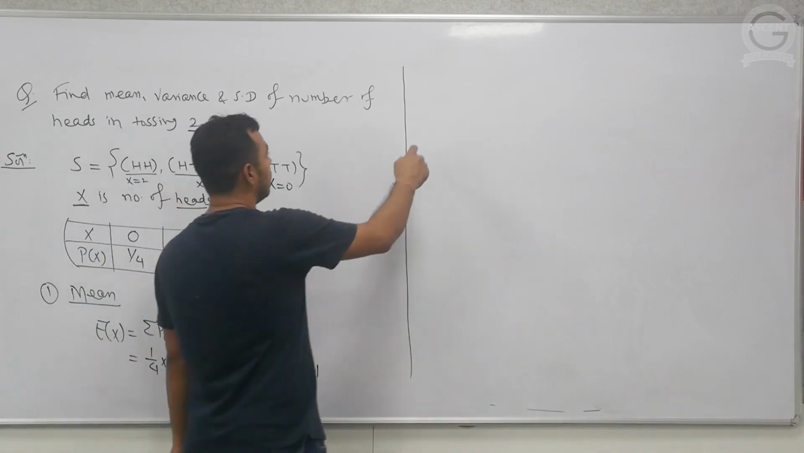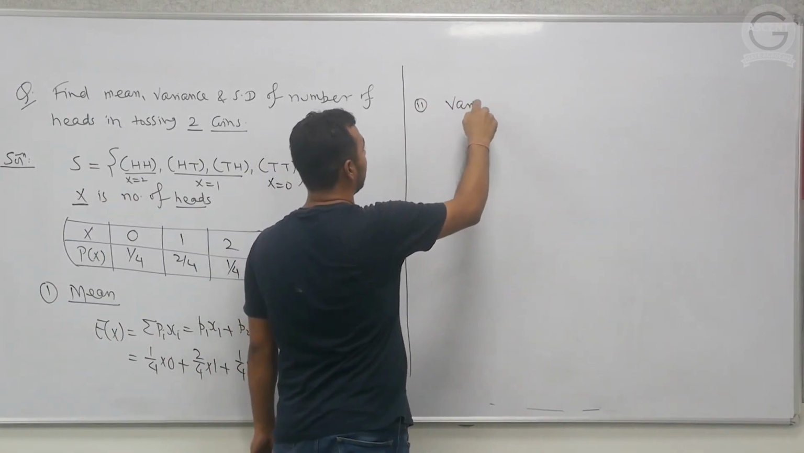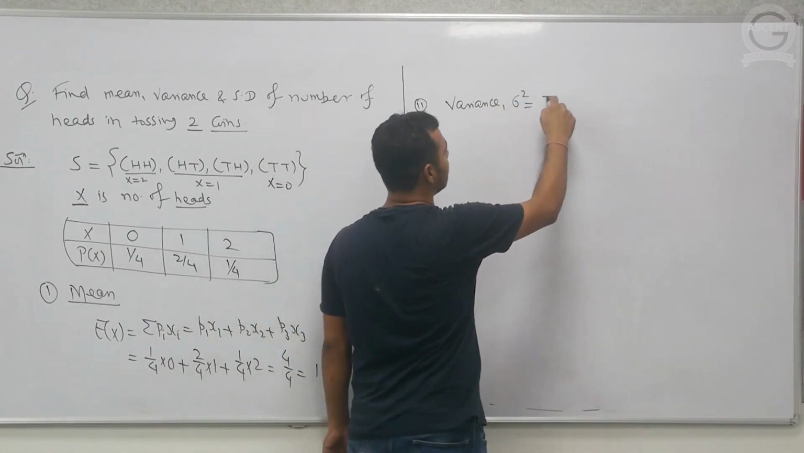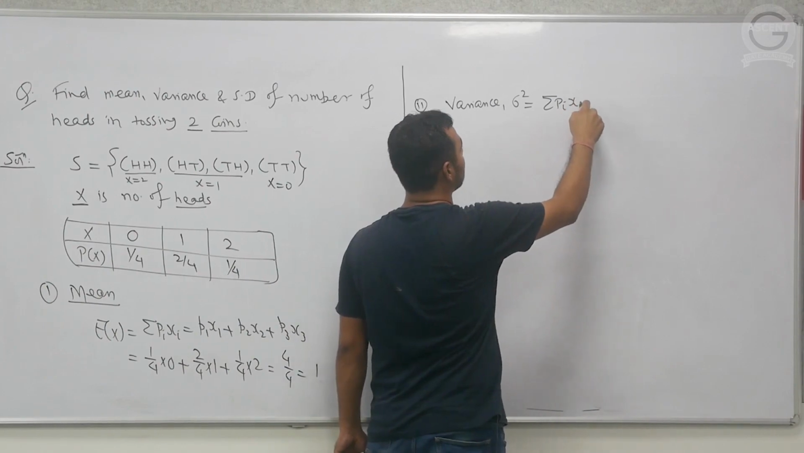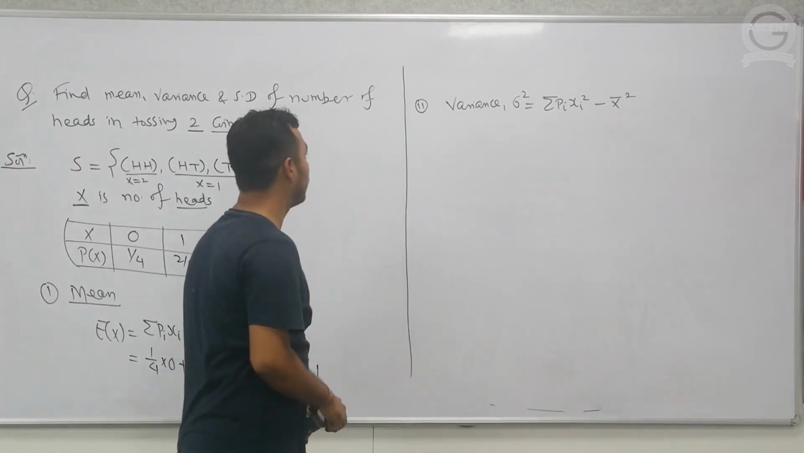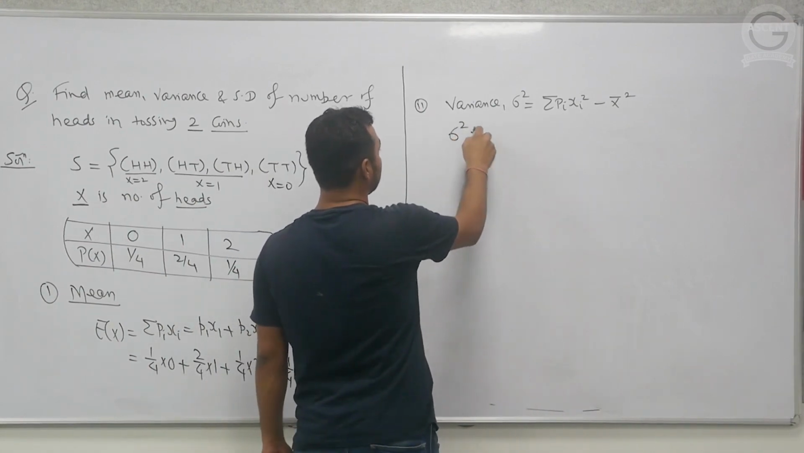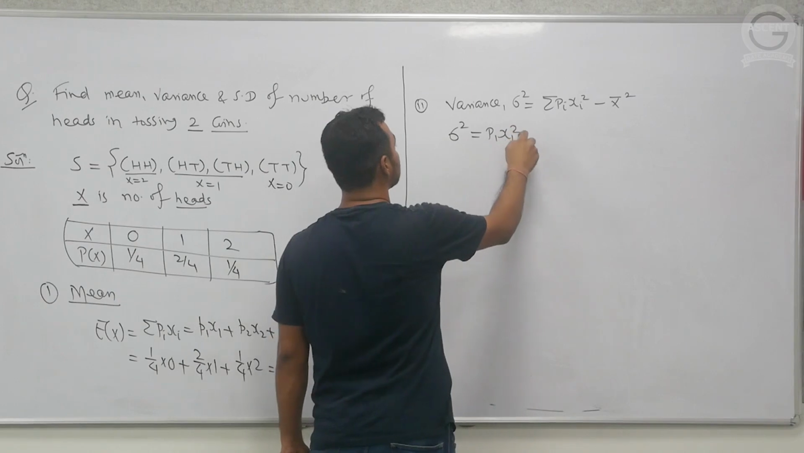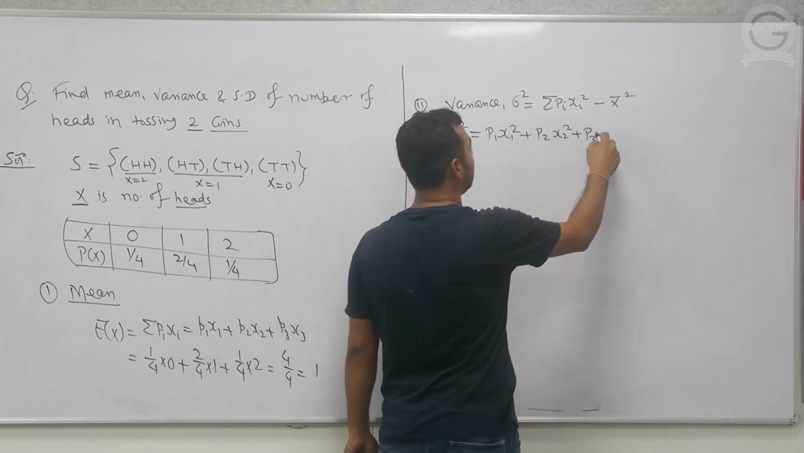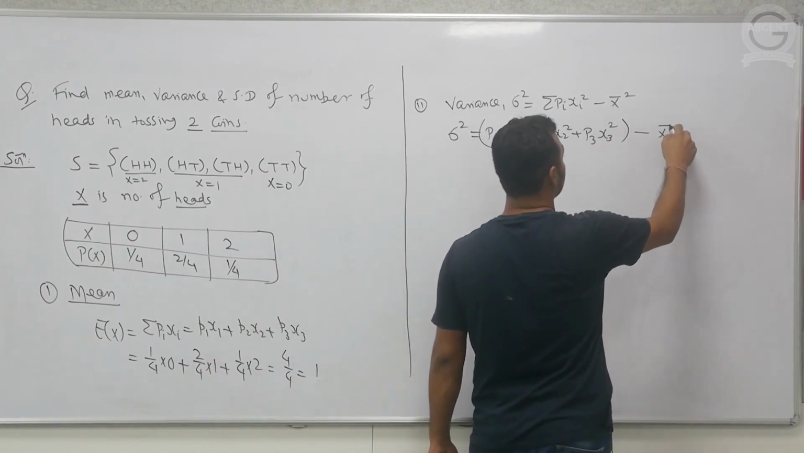The second one is, we have to find the variance of number of heads. So the formula for variance was summation pi xi square minus this mean square, which is x bar squared. So first thing, this variance sigma square will be p1 x1 square plus p2 x2 square plus p3 x3 square minus this mean squared.